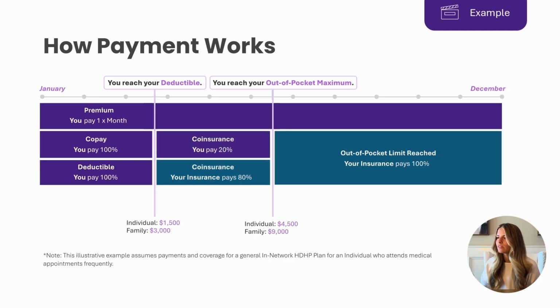You have coinsurance. After you meet your deductible, this is the percent that determines what you would pay versus what your insurance will pay for each bill until you reach your out-of-pocket max. So whenever you spend this amount of money, which yes, it's usually a lot, then your insurance is going to take over 100% of the bill for the rest of the year.